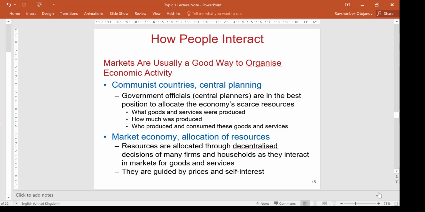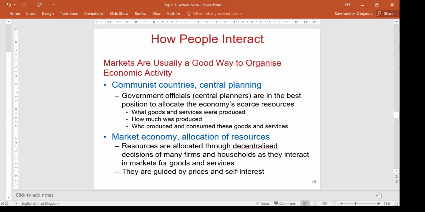Markets are usually a good way to organize economic activity. Most of the high-value economic activities take place in markets. Let's take two cases to demonstrate how markets work and which one works better. Take communist countries. There aren't many these days. Market activities are planned centrally.